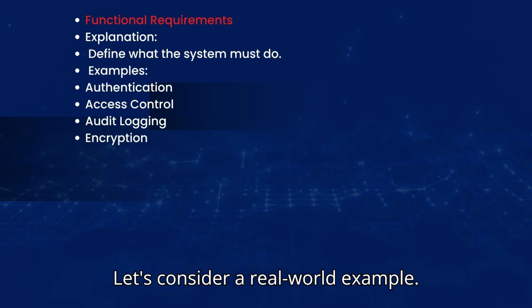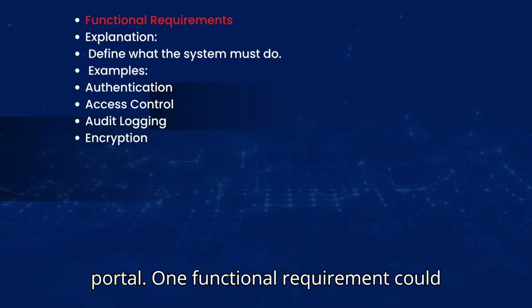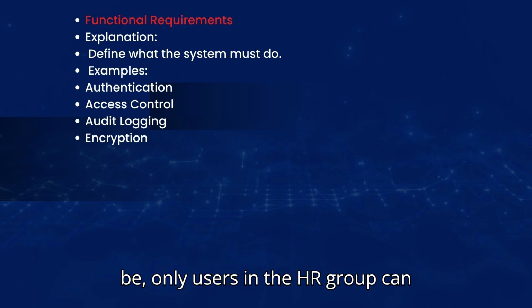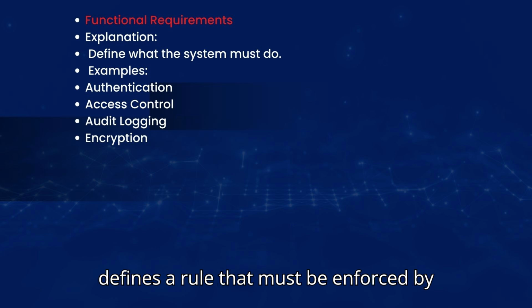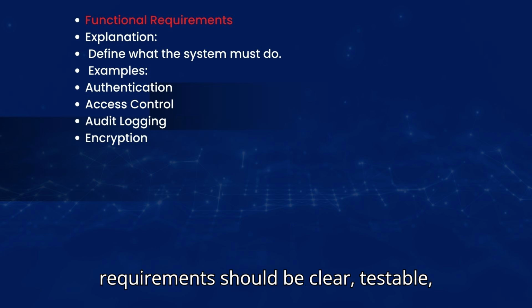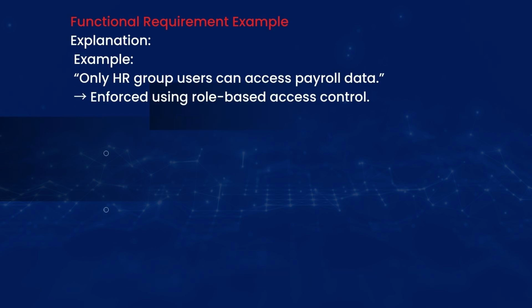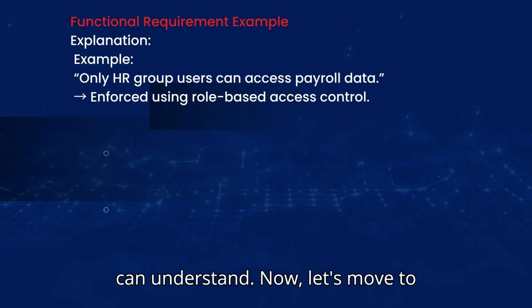Let's consider a real-world example. Imagine you're developing a new employee portal. One functional requirement could be, only users in the HR group can access payroll information. This clearly defines a rule that must be enforced by the access control system. Functional requirements should be clear, testable, and written in language that both technical and non-technical stakeholders can understand.